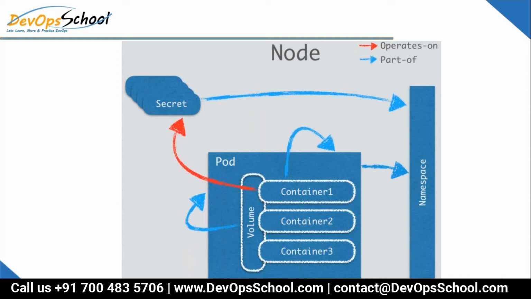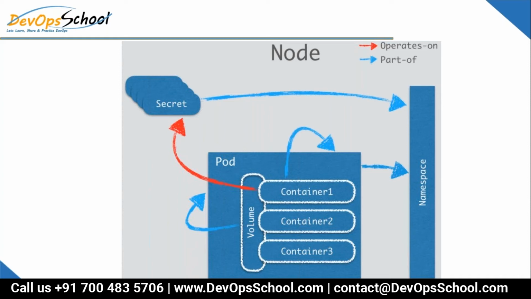Now you see here, containers or volumes operate on secrets. Now what is a secret? I will not confuse you with too many things, but a secret is a part of the namespace, so that operates on secret-related things. We'll talk about it at the end.